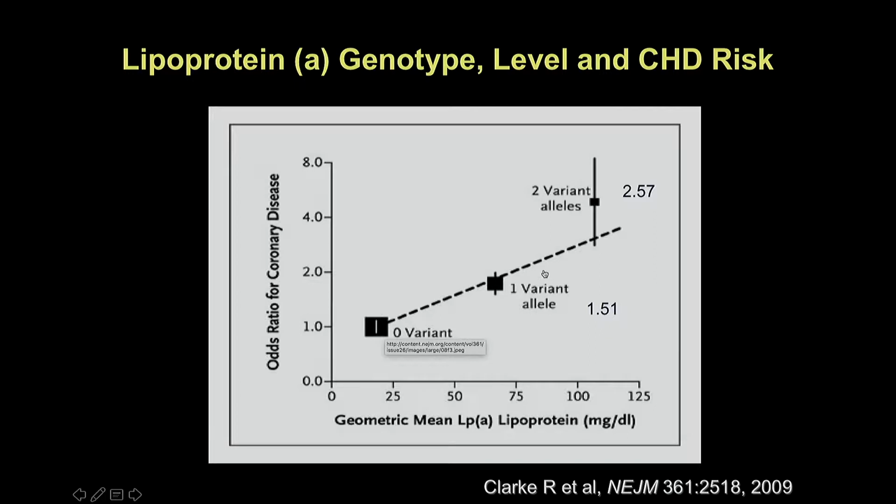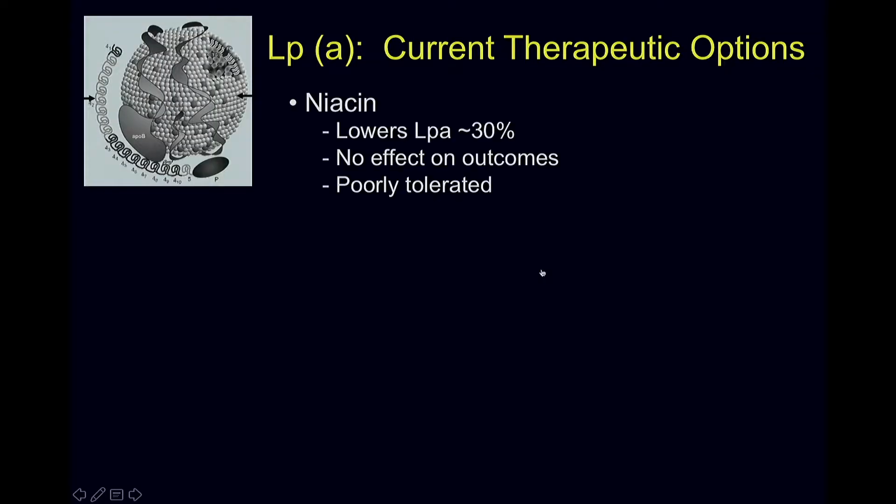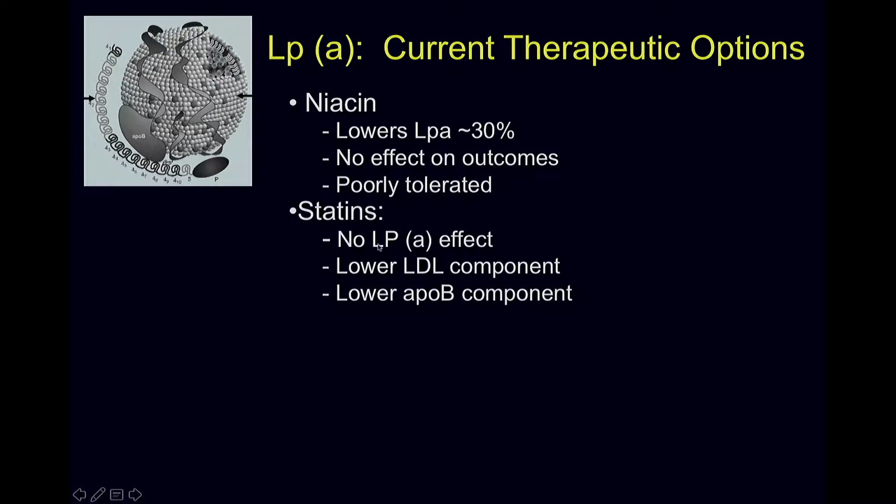We've not yet had a good therapy for intervening on Lp(a). Niacin does lower Lp(a), but has not been shown to have benefits in trials, and so that, combined with its poor tolerability, has really decreased the use of niacin. Statins have no effect on Lp(a). It's not cleared by the LDL receptor.